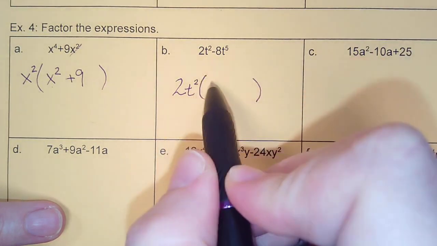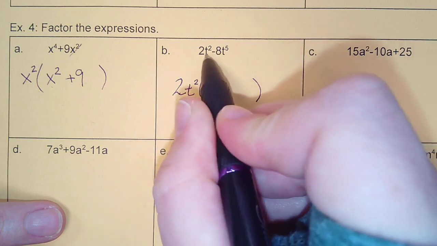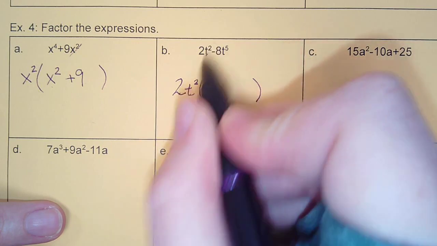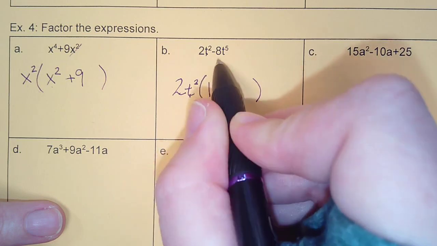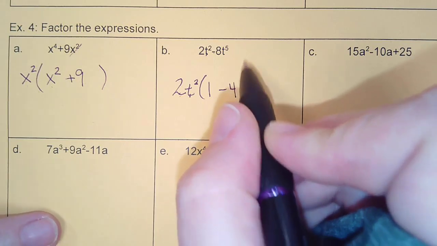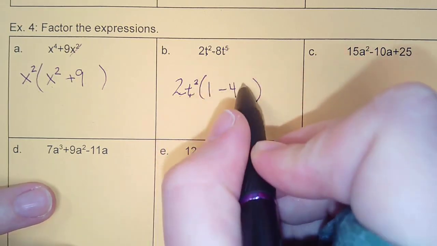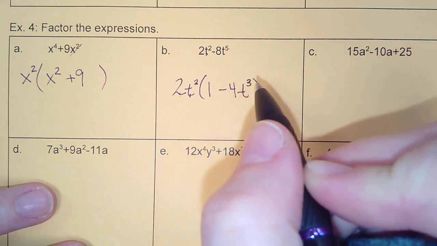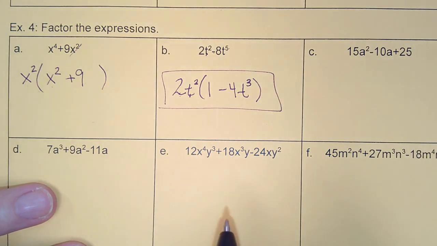Now I'm showing me dividing. So 2 divided by 2 is 1. T squared divided by t squared, cancel. It had 2 t's, I'm dividing it out. Negative 8 divided by 2 is negative 4. T to the 5th divided by t squared is t cubed. So this is factoring out the GCF.